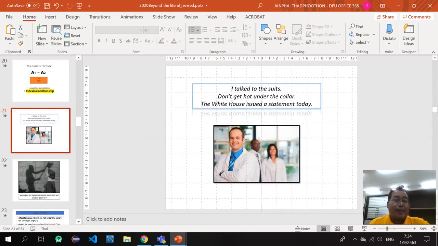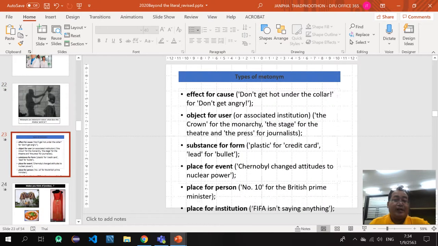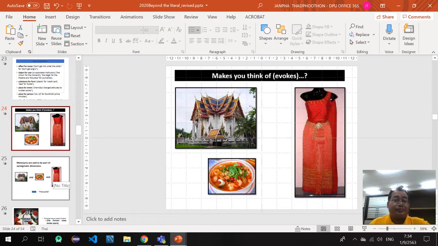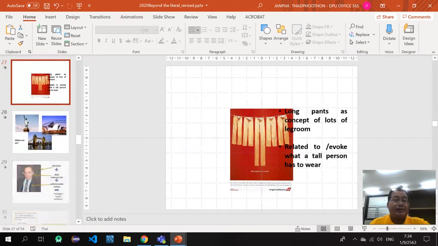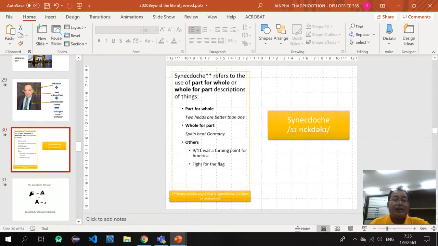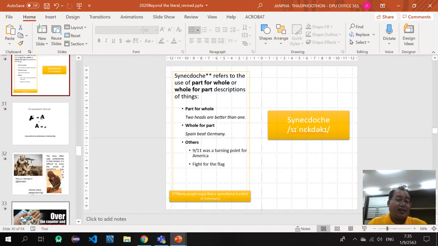Right. So moving on to the next one. This is synecdoche. Synecdoche refers to the use of part for the whole or whole for the part, two signifiers. Part for the whole, for example, two heads are better than one. The head is part of the body, okay? And the whole for the part, like Spain beat Germany. You're talking about a soccer team, not the whole country. So this is what we mean by synecdoche, right?